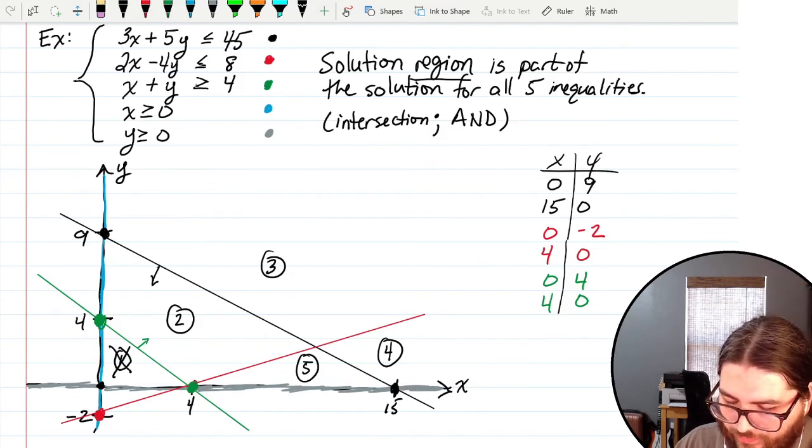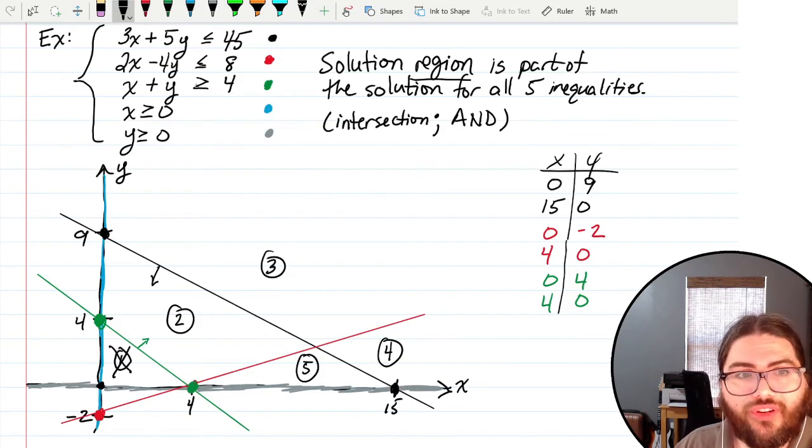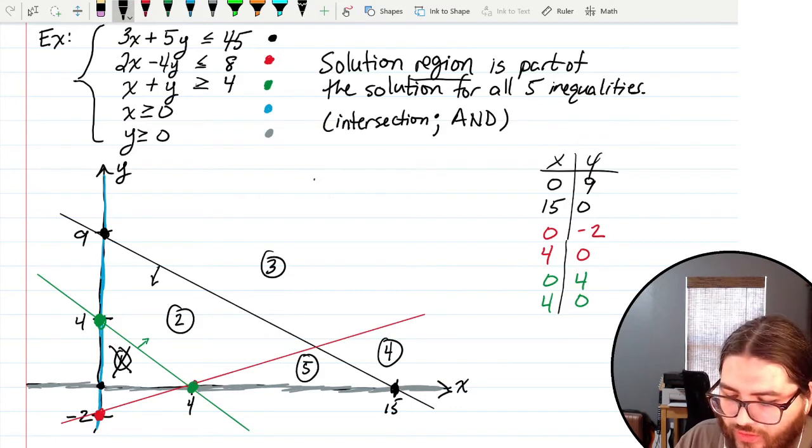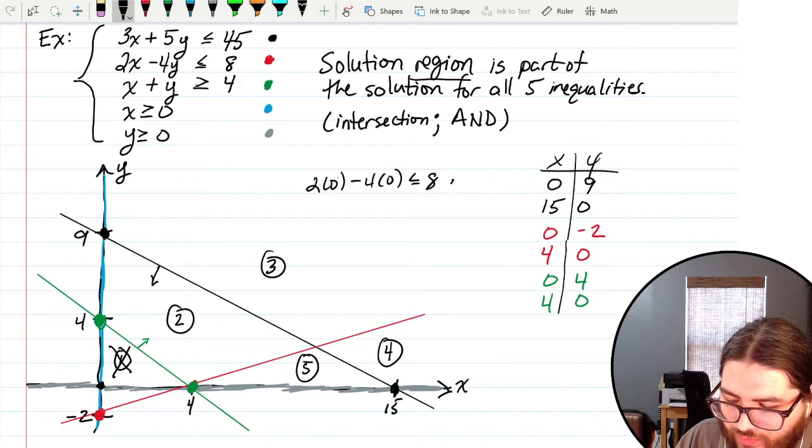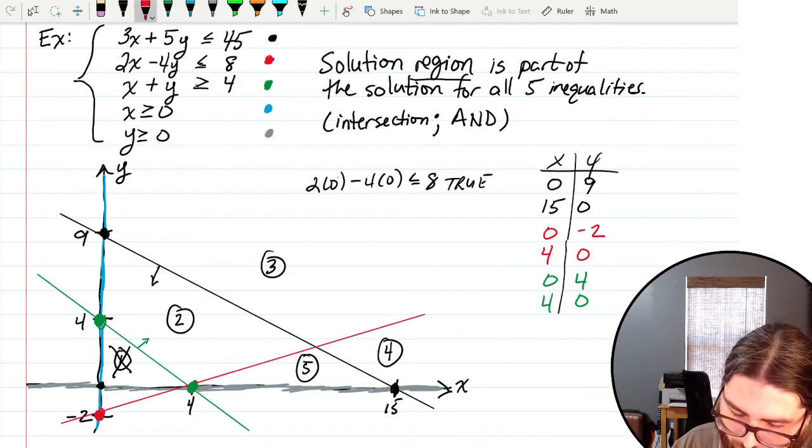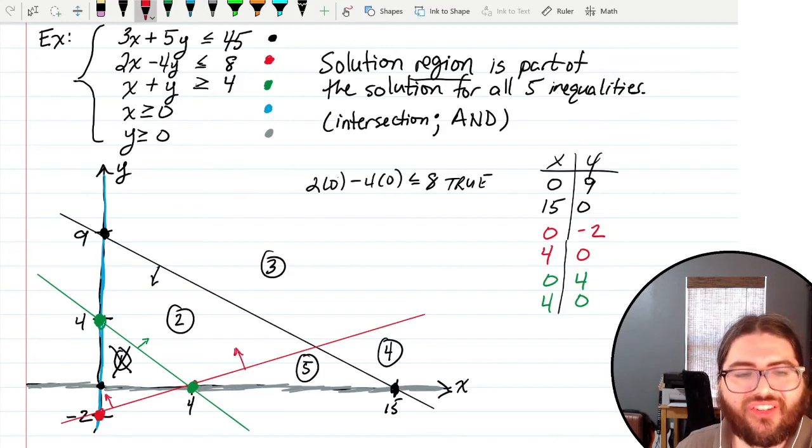About the red line. The red line, you see how I'm using the red line equation? 2 times 0 minus 4 times 0 less than or equal to 8. True. So the origin, I'm shading towards the origin. I know it feels wrong, but that's this side of the red line.